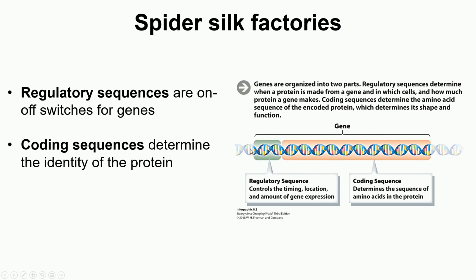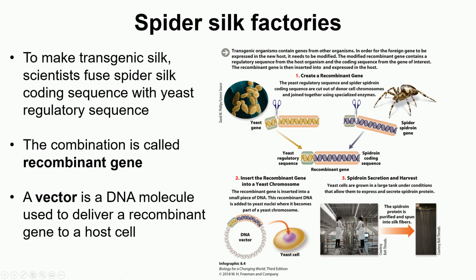So for making a recombinant gene, as I said, we take the coding gene from the spider. If we are cloning the spider gene, we take the gene from the spiders and we fuse it with the regulatory sequence from the host, which is yeast here. And what is the regulatory sequence? It's an on and off switch of the gene. We make a recombinant gene, and then we put it into a vector, and then that vector we put into the yeast cells.